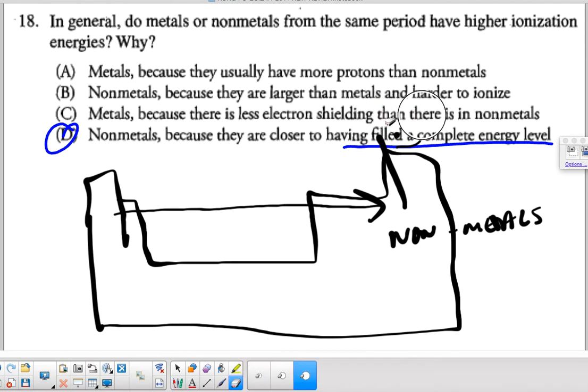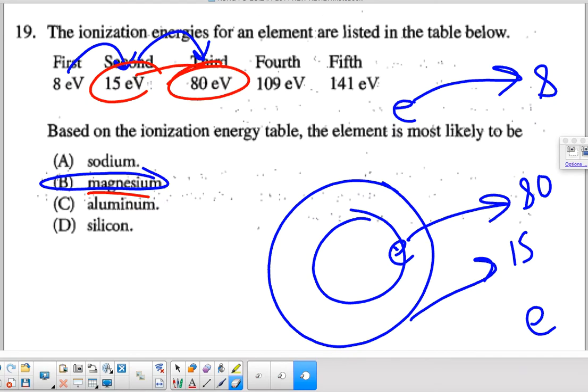making the electron harder to remove. If you have a filled complete energy level, or they're closer to having a filled complete energy level, that is basically increasing the ionization energy, but that's not the best explanation. On the AP exam, they're going to ask you who has the greater effective nuclear charge.